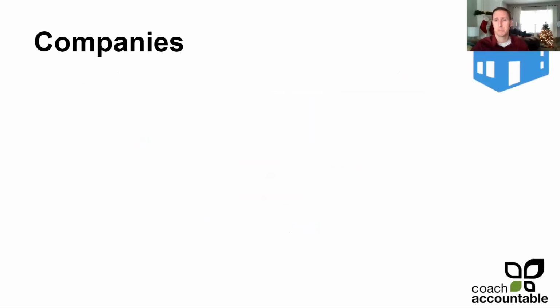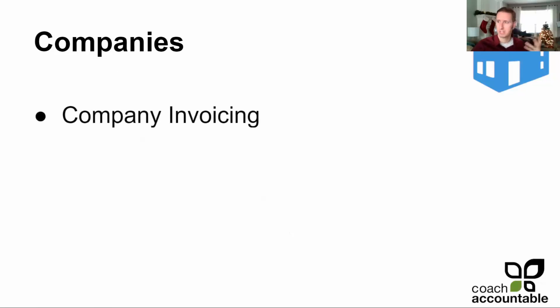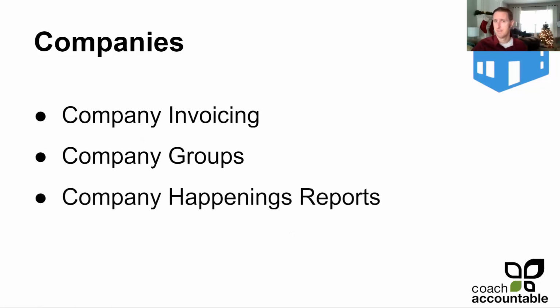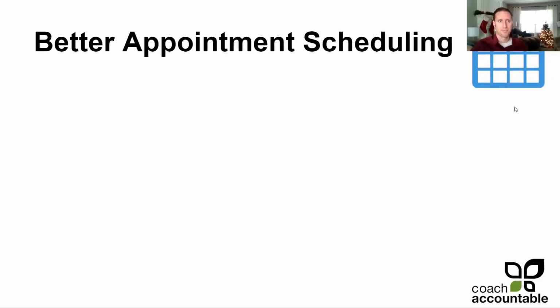Companies also included a bunch of variants on other items in CoachAccountable that extend to the level of companies. There's company invoicing now, there's company groups, there's company happenings reports. Probably as time goes on, we'll add a few more things like company engagements and company agreements. It's still a relatively new feature, but as you keep using it and weighing in with your feedback, it's really been great to know what would be useful for making things happen with companies.